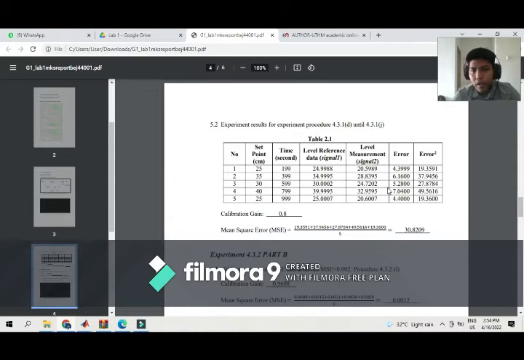For time 599, we get the error 5.2800, and for error square we get 27.8784. For time 799, we get the error 7.0400, and for the error square we get 49.5616. For time 999, we get the error 4.400, and for the error square we get 19.3600.